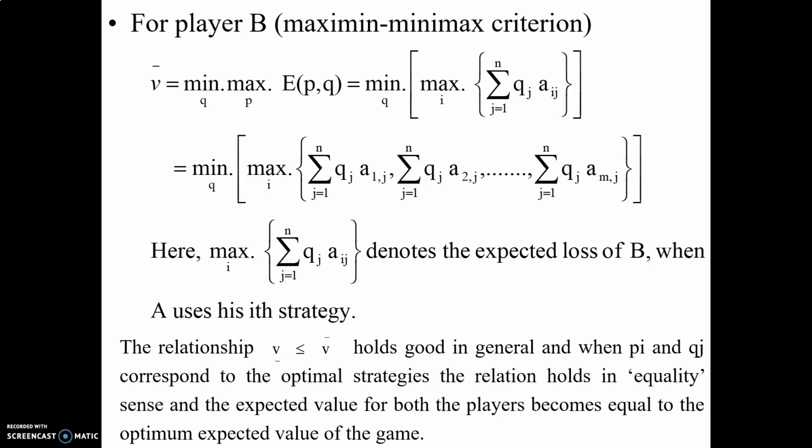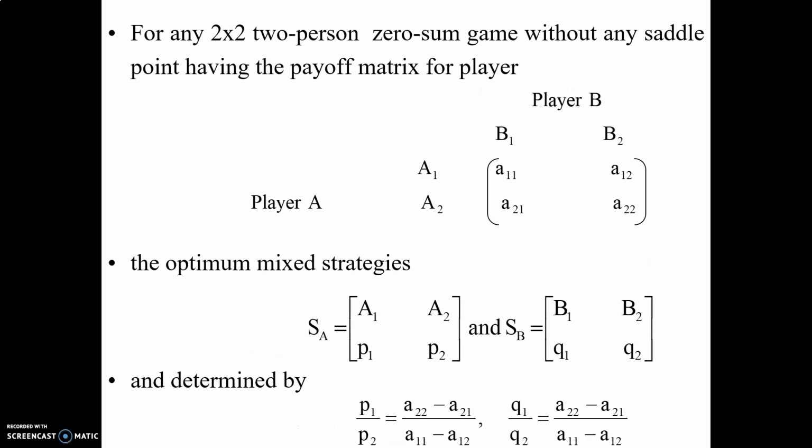When A uses the ith strategy, the relationship between V and V bar is always V less than or equal to V bar. V bar here denotes the loss incurred by player B, and V represents the gain of A. This holds good in general, and when Pi and Qj correspond to the optimal strategies, the relation holds in equality, and the expected value for both players becomes equal to the optimum expected value of the game.